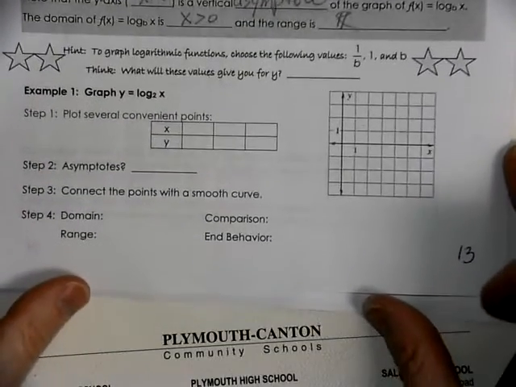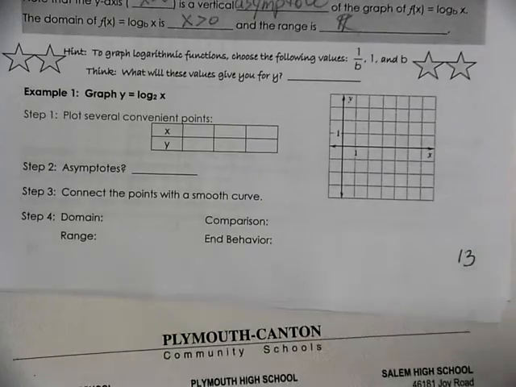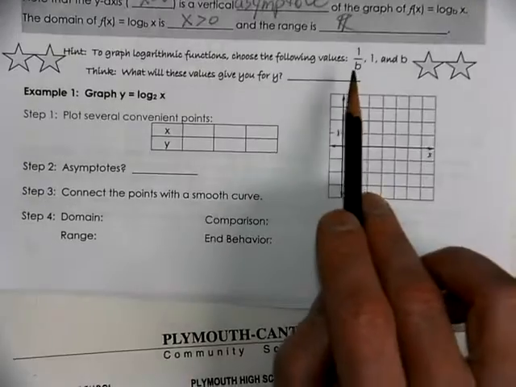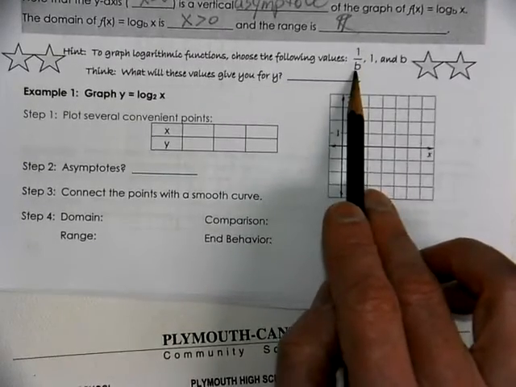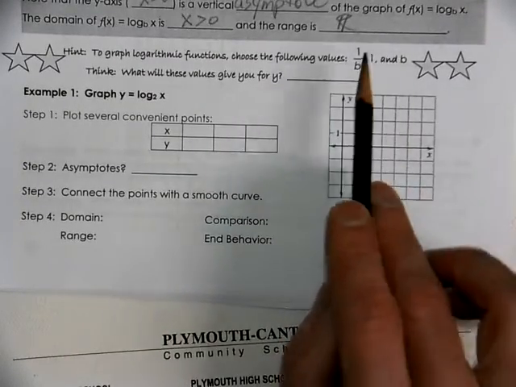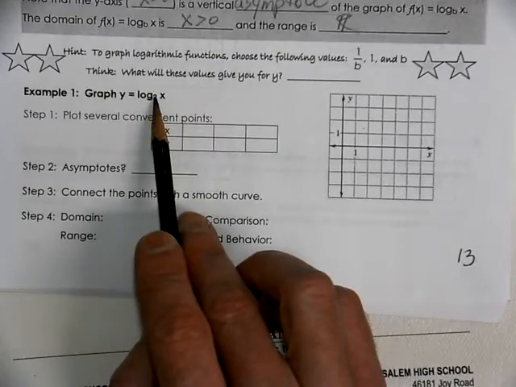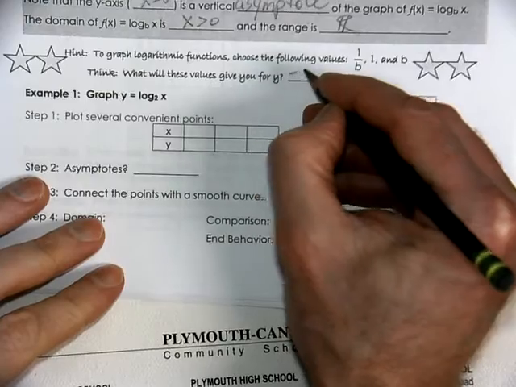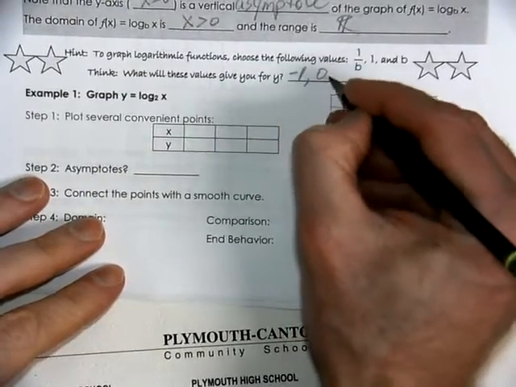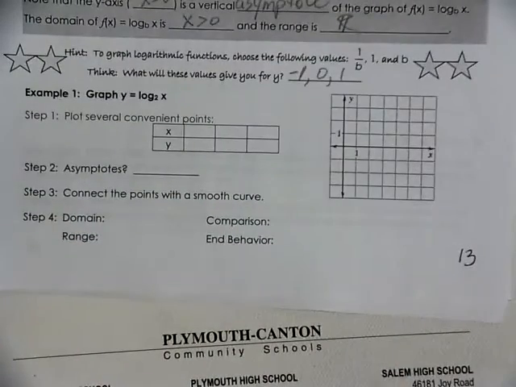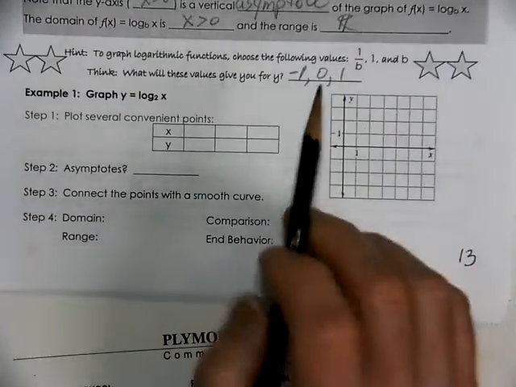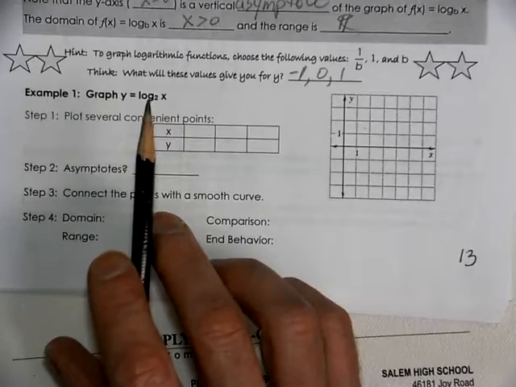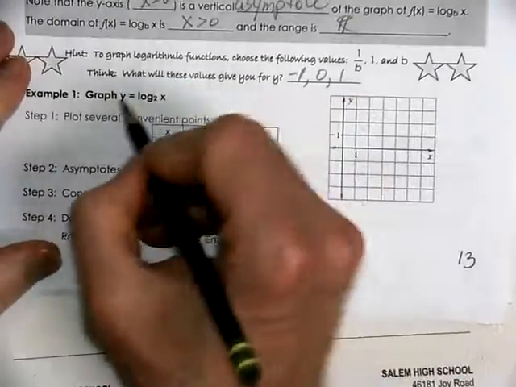So to graph, there's somewhat two philosophies. One philosophy is that when we make our table, we're going to pick x values, and that's the 1 over b, 1 and the b, where the b value is your base. And when that's the case, you're always going to get -1, 0, and 1. That's one way to think about it. I'm going to suggest to write your logarithm in exponential form.